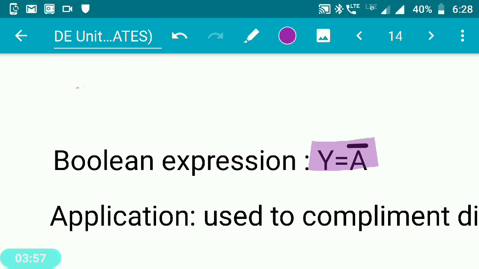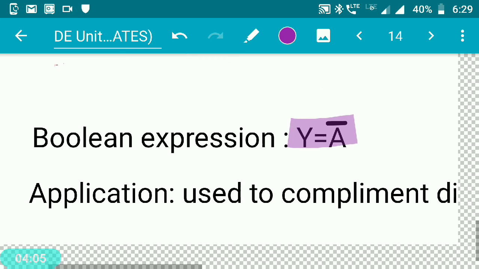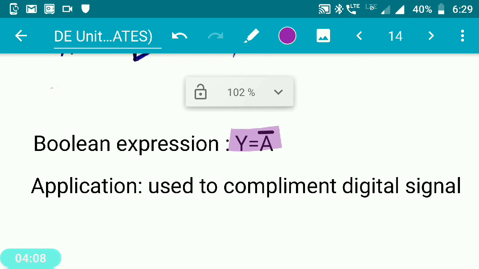That is what he says, y is equal to a bar. If a is the input, a bar is the output, y is the output. Y is nothing but equal to a bar, right? So this is how the y and a, output and input, are related. This is given by a Boolean expression, which can also be called a logic expression. The logic expression is always written for logic gates.